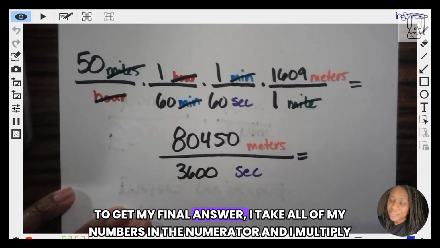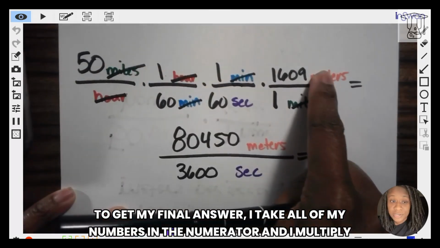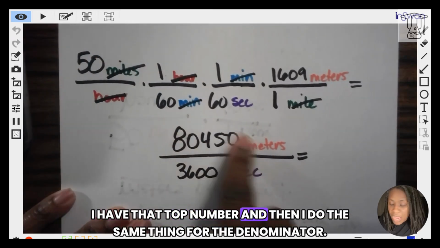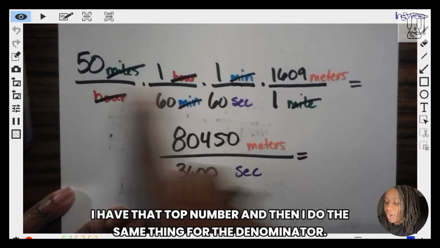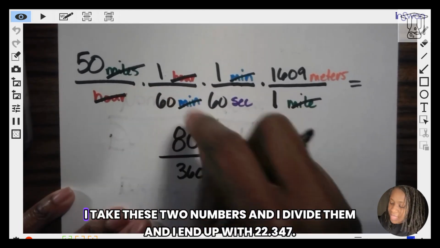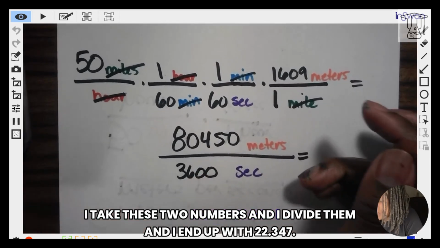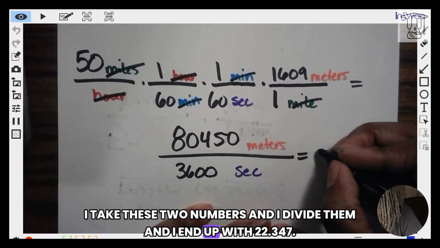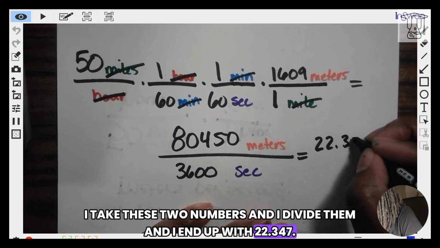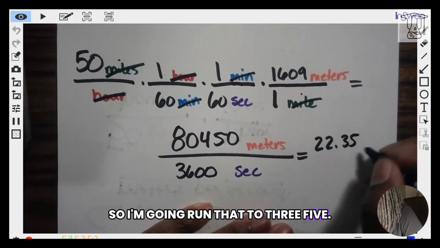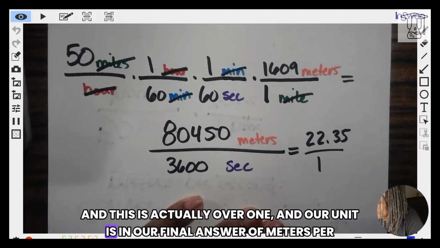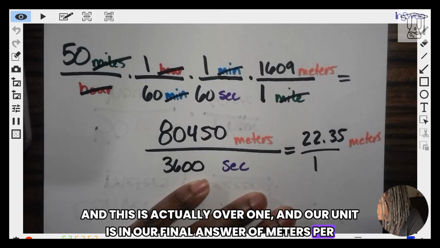To get my final answer, I take all of my numbers in the numerator and I multiply them going straight across. Well, I have that top number, and then I do the same thing for the denominator. I multiply them going straight across, and I get my number for the denominator. I take these two numbers and I divide them, and I end up with 22.347, somewhere around that, to 3.5. And this is actually over 1, but hey. And our unit in our final answer is meters per second.